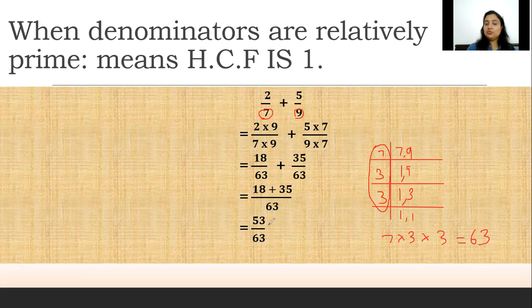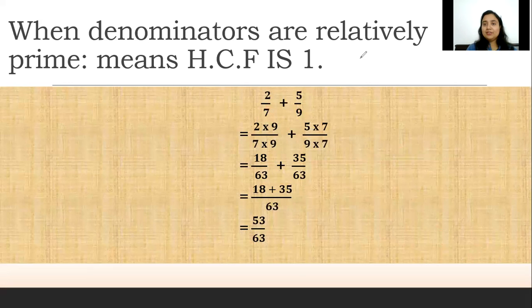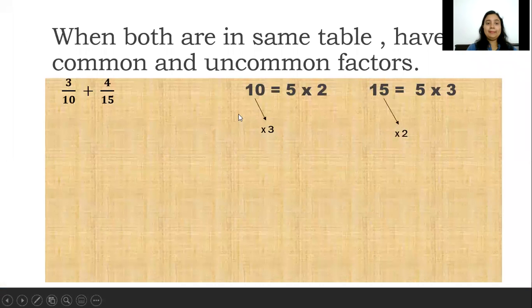If it can be reduced further, then that's okay. If they can't, then no need. So let me clear all this. Let's move further. Okay, when the denominators have common and uncommon factors, meaning some common factors and some different factors, then what are we supposed to do?